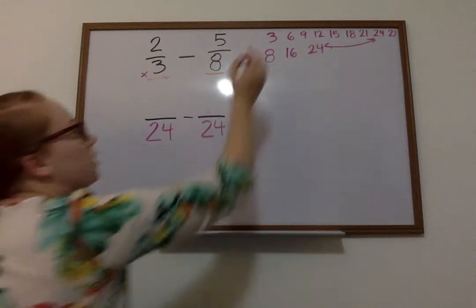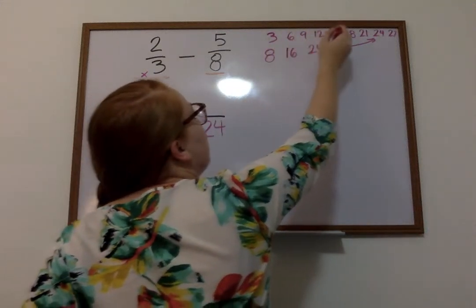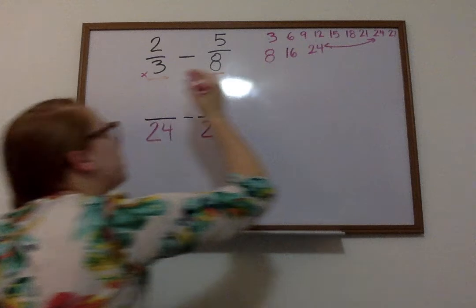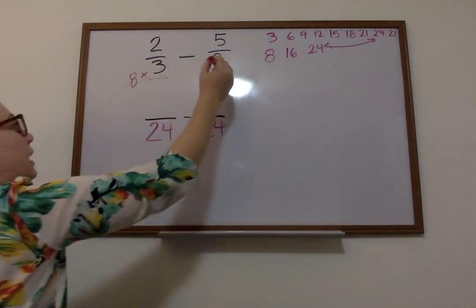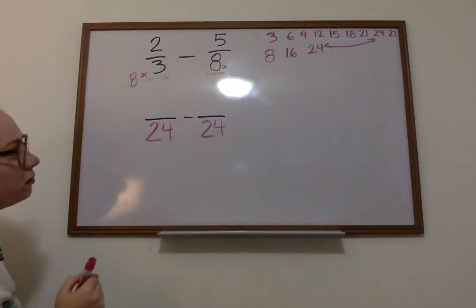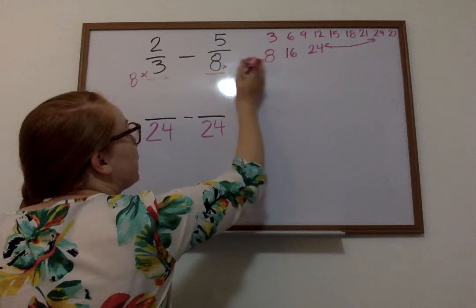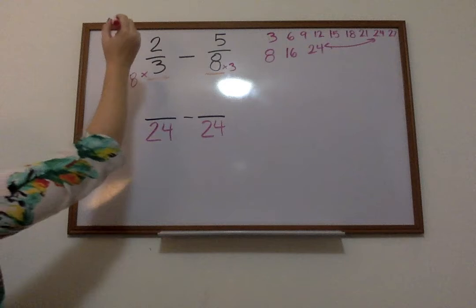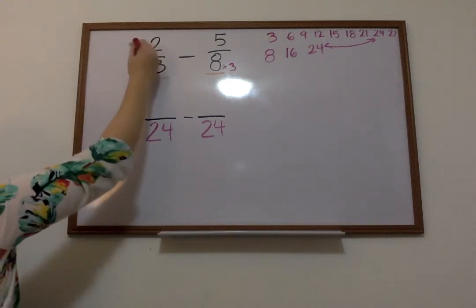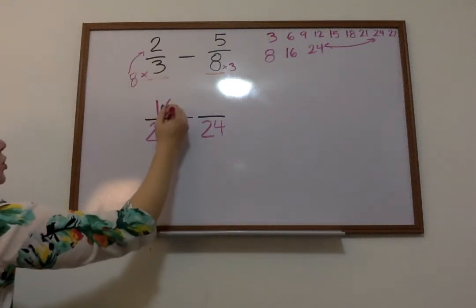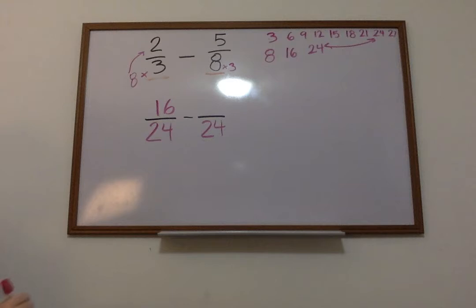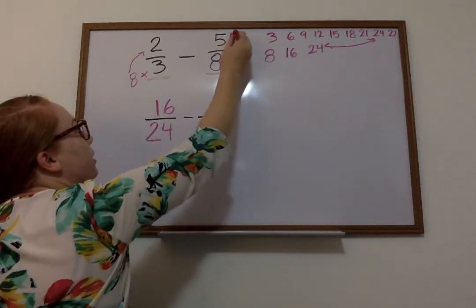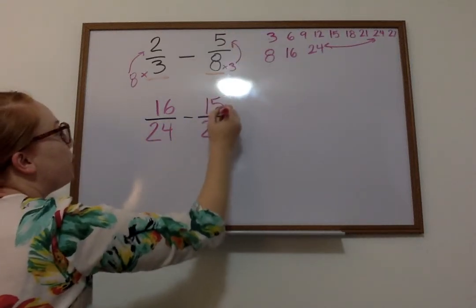Well, let's see. 1, 2, 3, 4, 5, 6, 7, 8. 3 times 8. And 8 times what gave me this 24? Well, 8 times 3. Whatever I do to the bottom of the fraction, I must do the top of the fraction. I got to make sure it's even always. I ask myself, what's 8 times 2? My new numerator is 16. Then I ask myself, what's 3 times 5? And my new numerator is 15.